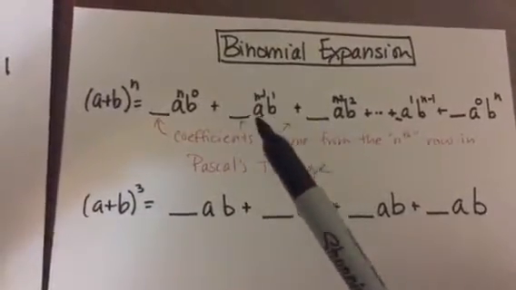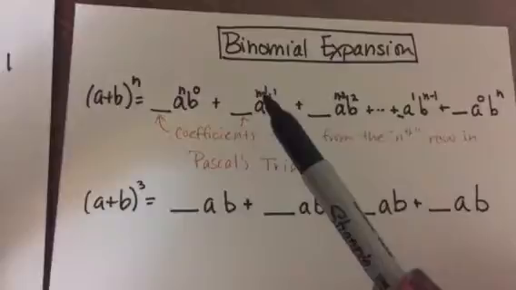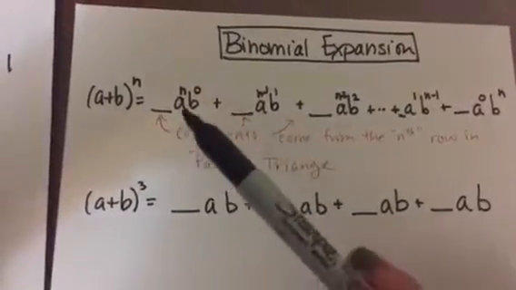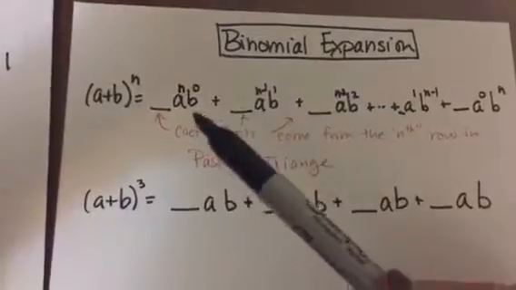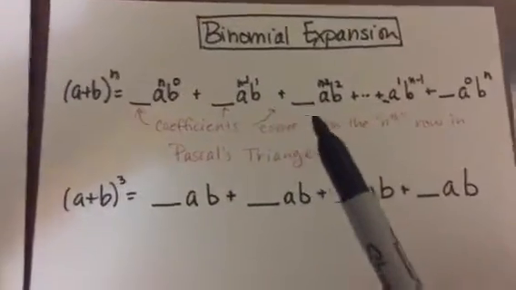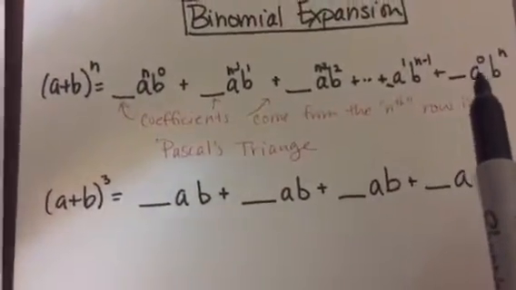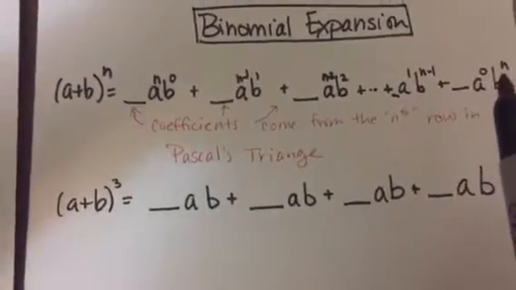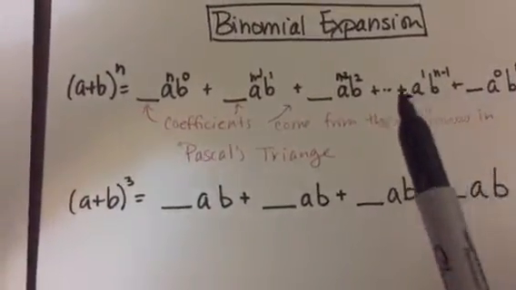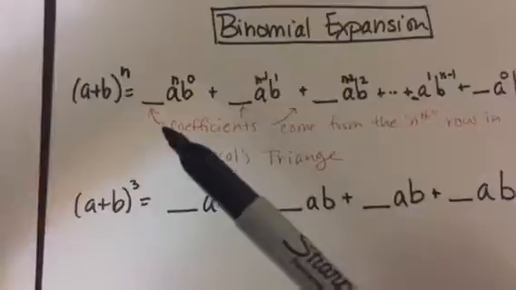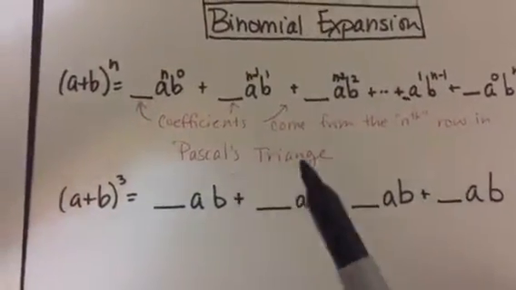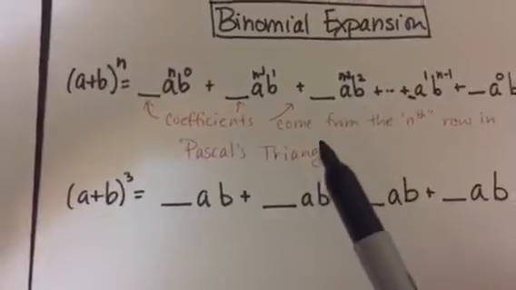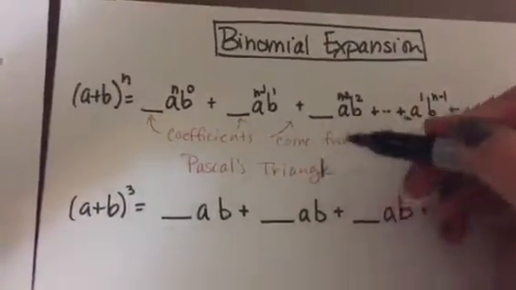Then when I go to the next term, this is a to the n minus 1, and the power on a is going to go down by 1 for each term, and that power on b is going to go up by 1 until I get to the end here and I have a with nothing and b has everything. The coefficients on each term will come from the appropriate row in Pascal's triangle. Oops, sorry, spelled that wrong.